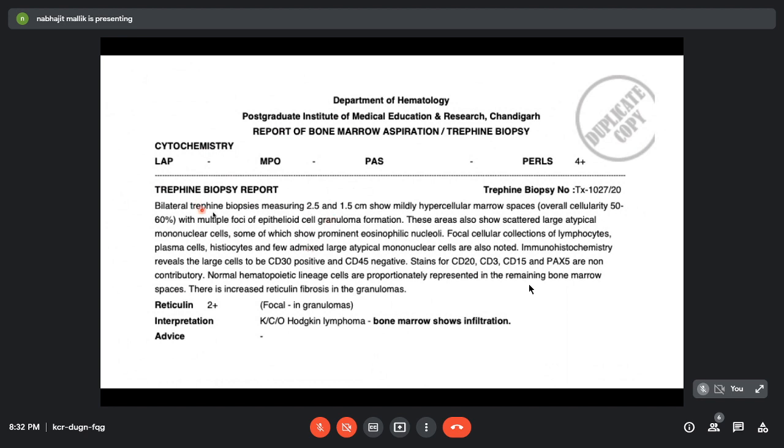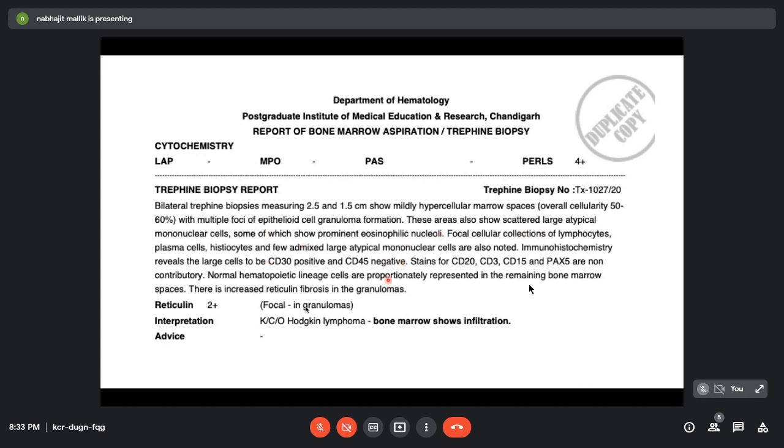In the trephine biopsy report, we'll write about the measurement of the trephine biopsies. We write about the cellularity of the biopsy. We have seen that there is epithelioid cell granuloma formation, so that is what we'll mention here. We'll also mention large atypical mononuclear cells; anything that is abnormal should be mentioned. And then we should mention the normal hematopoietic elements, whether they are present, proportionately present, increased or decreased, and if there is any IHC that should be done, that should also be mentioned here.